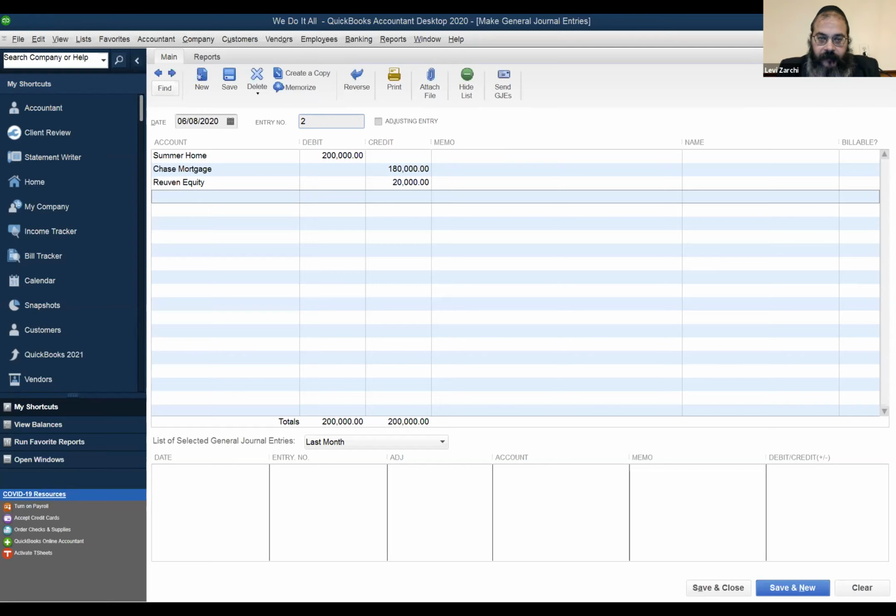And the beauty is that after we do this journal entry, we're going to go back to the balance sheet. I'm going to see how everything falls into place. This is what we call GJ2, General Journal 2, because this is the second journal entry that we're making.